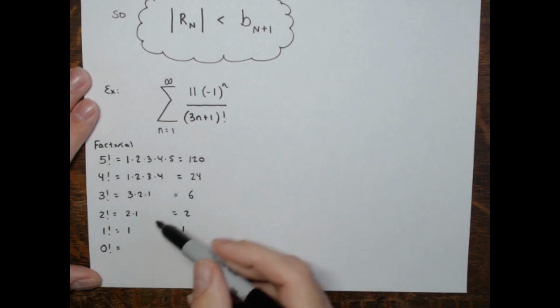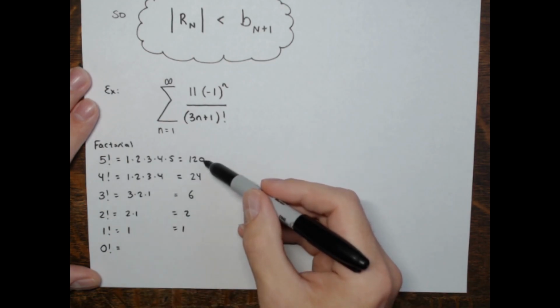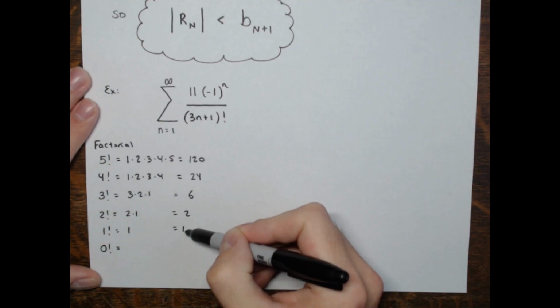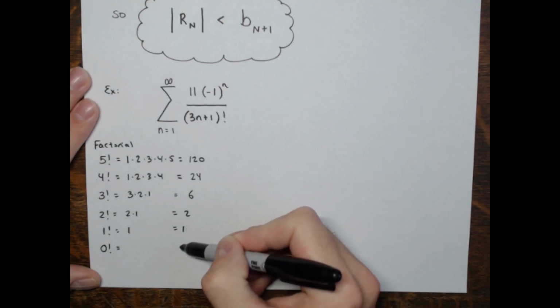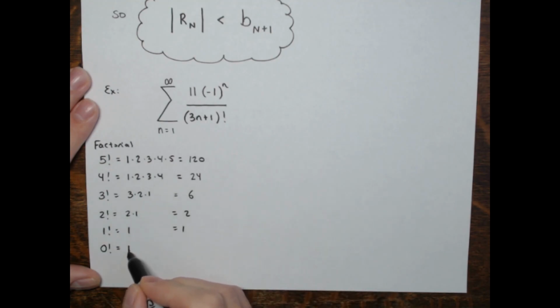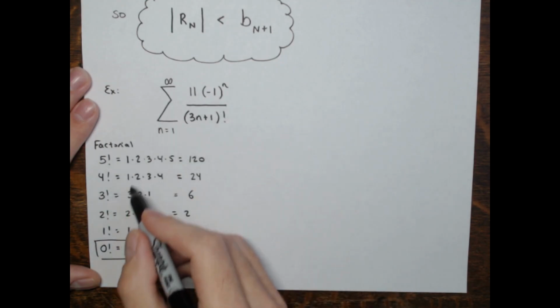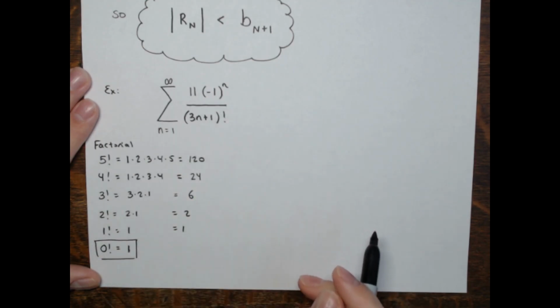0 factorial. Well, when I start with 5 factorial, to get to 4 factorial, I divided by 5, and then I divided by 4, then I divided by 3, then I divided by 2. So now I divide by 1, to get to 0 factorial. So it's still 1, right? So keep that in mind, if you ever see 0 factorial, that is 1. Anyway, so that's factorials real quickly.